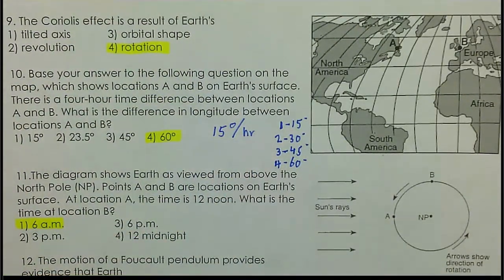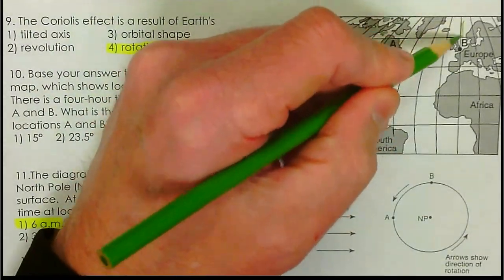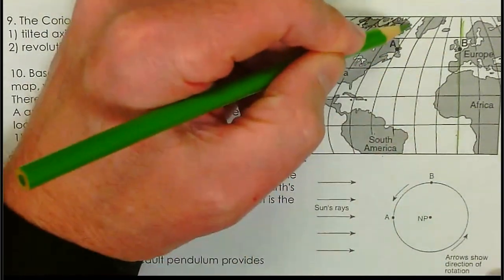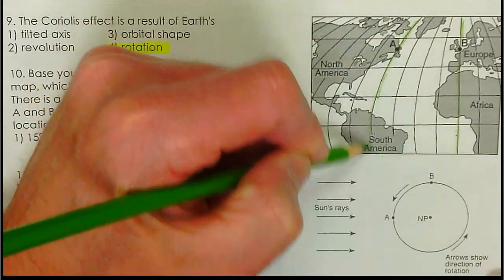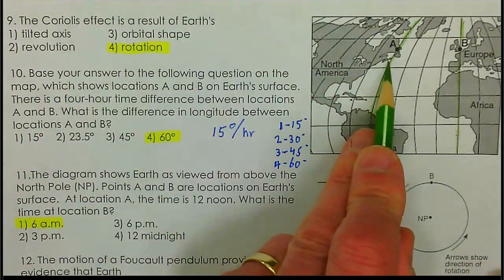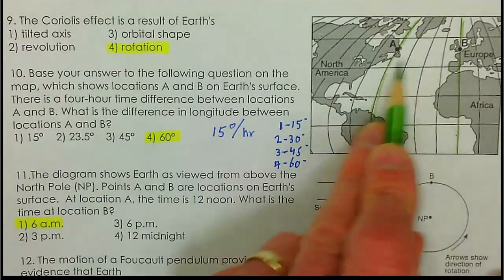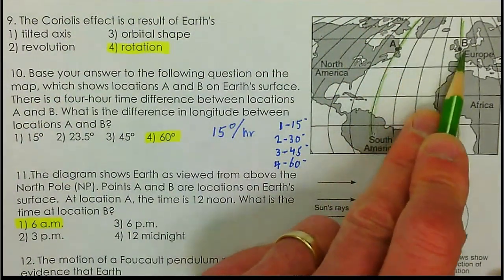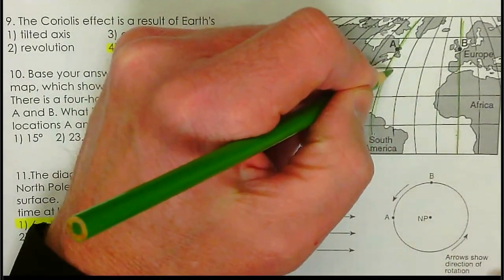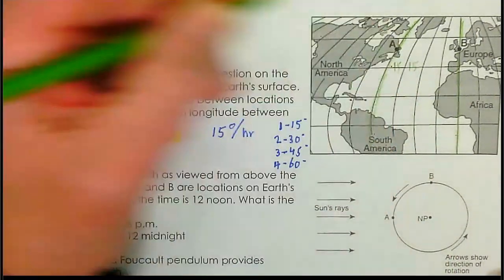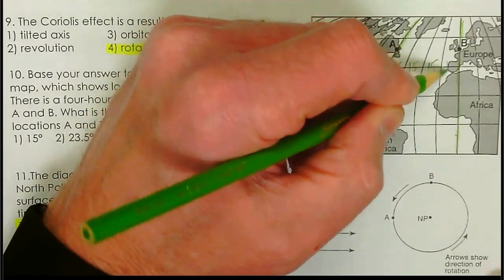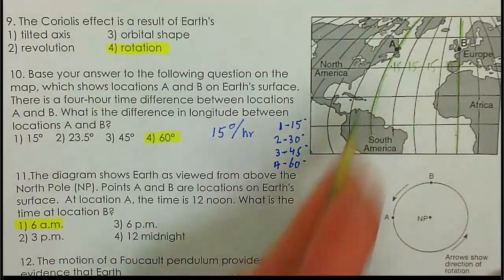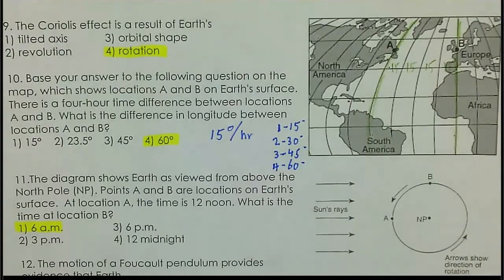And it just so happens on this diagram that the longitude lines they have drawn for us are 15 degrees wide. Notice 1, 2, 3, 4 hours. So 1, 2, 3, 4 hours between. So this is 15 degrees. This is 15 degrees. This is 15. This is 15 for a grand total of 60 degrees.